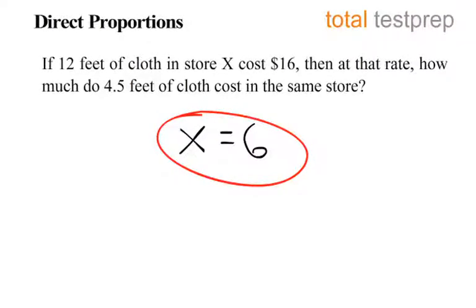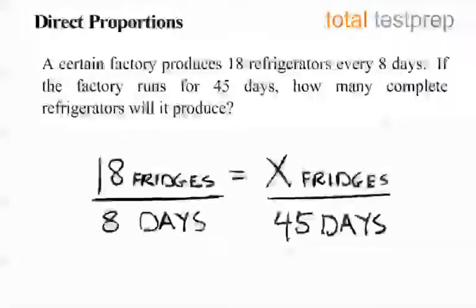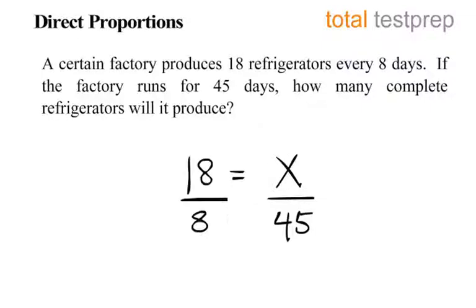So 4.5 feet of cloth cost $6 in this store. Let's try this question. A certain factory produces 18 refrigerators every 8 days. If the factory runs for 45 days, how many complete refrigerators will it produce? So we know that 18 fridges can be done in 8 days, and that's the same as x fridges in 45 days. 18 over 8 is equal to x over 45.